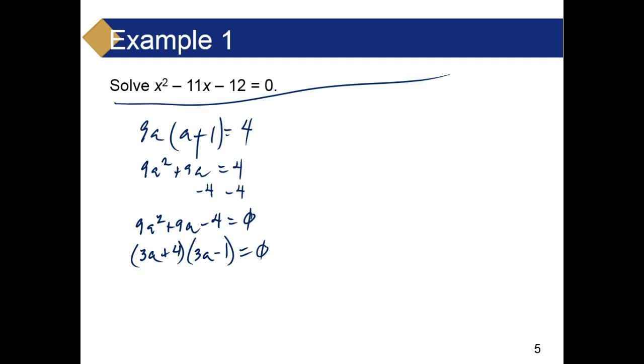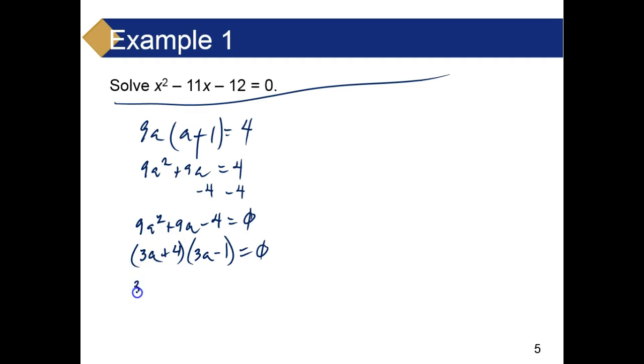3a times 3a is 9a squared. That one works. Minus 3a is plus 9a. Look at that. And then negative 4. Okay. You got it. Are y'all awake yet? Okay, good. All right. Now what?